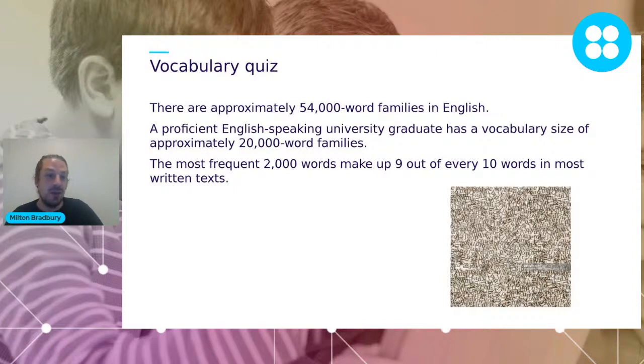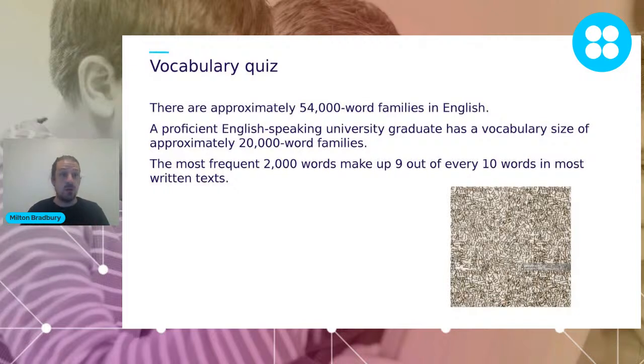So, there are approximately 54,000 word families in English. I'm not sure about you, but I find that quite amazing. To think that all of those, helplessness, helpful, helped, help, helping, all count as one word family. We have approximately 54,000 different families in English.